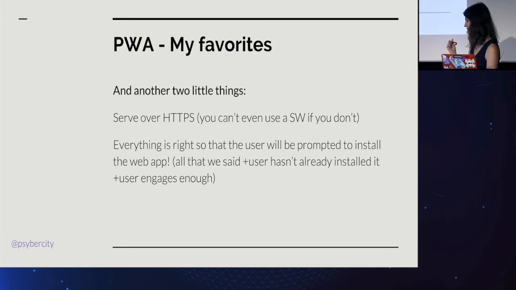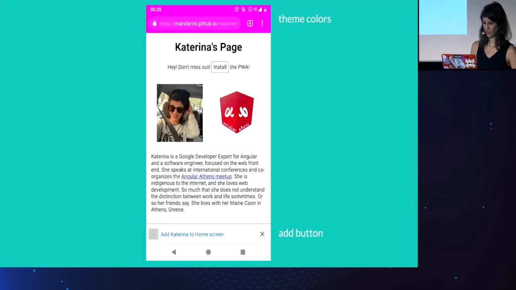Another two little things. You have to serve it over HTTPS, and in any case, you could not use the service worker if you don't. And everything is right so that the user will be prompted to install the web application. So if the user hasn't installed the web application already, or if the user is already interacting with your application for a little bit of time, they're going to be prompted to install it on their home screen. So after all this is done, then everything will pass your audits.